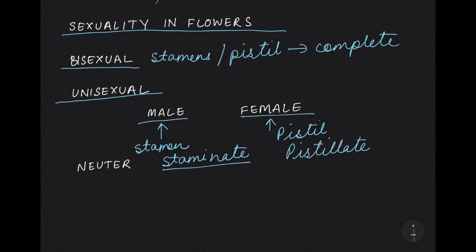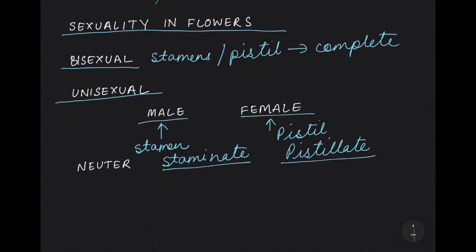Now examples of a bisexual flower: hibiscus, rose, lily and tomato. Please go over your text. It is on page number 34. And examples of unisexual flower: papaya, palm.